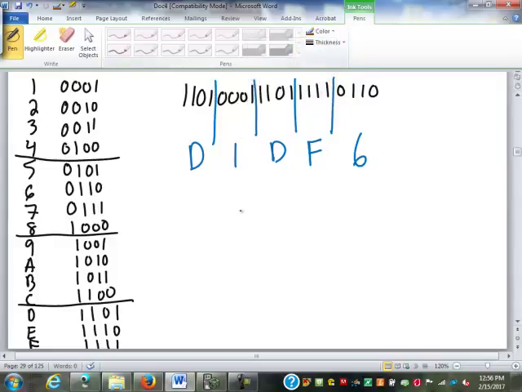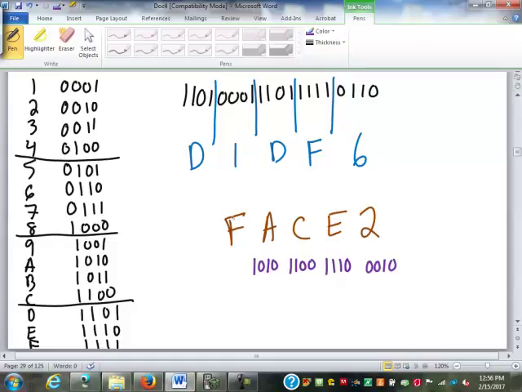Going the other direction, so FACE2. We're going to do the same thing. 2 is what? 0, 0, 1, 0. E, 1, 1, 1, 0. C, 1, 1, 0, 0. A, 1, 0, 1, 0. And F, 1, 1, 1, 1.